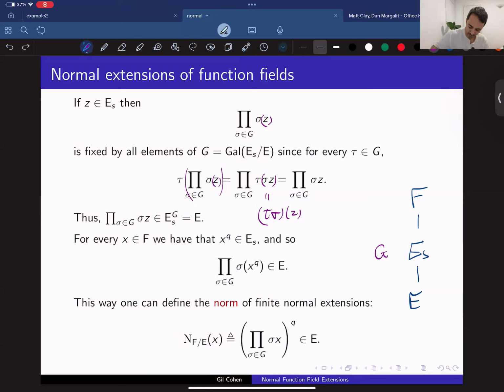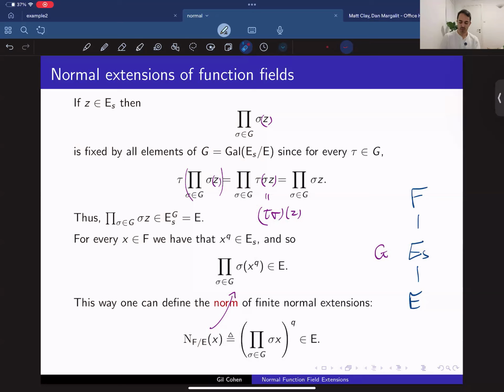Okay, so you take your element X, you pull it down to ES by taking its Q-th power, and then you apply every sigma in G, take the product, and you get an element in E. That's the norm. It's a function from F to E. Now here I did a slight transition, which is kind of okay, but not quite. So it's fine, but I need to say something about it.